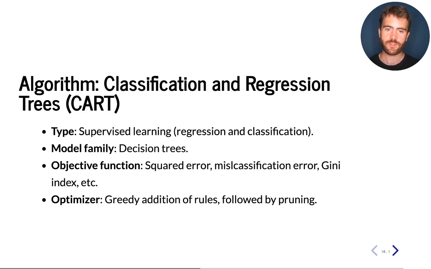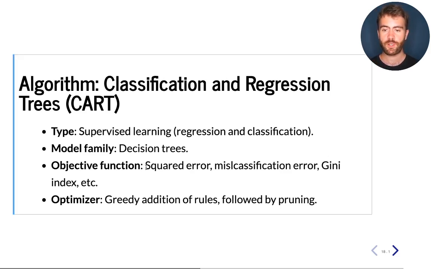So to make it a little bit more precise, I'm going to define this algorithm as CART, which is a slightly more precise term. So when we talk about that particular way of building decision trees that I just showed, often it's called CART, which stands for classification and regression trees. So this is an algorithm for supervised learning that, as the name implies, can solve both regression and classification. The model family is decision trees, and the objective function is all the rules that I mentioned earlier. And the optimizer is the greedy approach that I gave earlier, with some additional heuristics such as pruning.